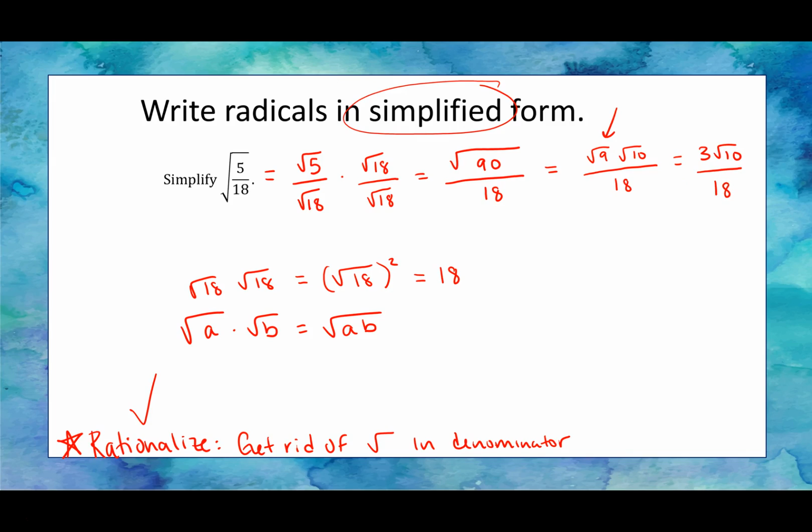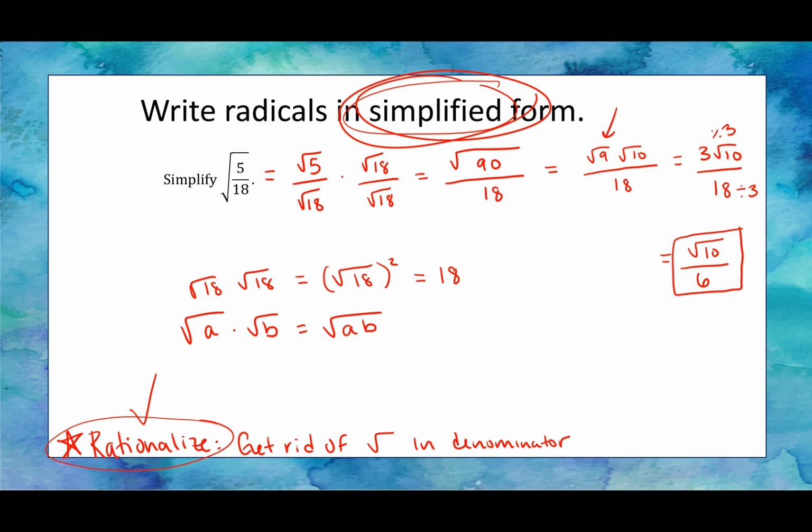And you might say, are we done? I'll say, well, really close, because we can still simplify by doing divide by 3 here, divide by 3 here, and that's going to give me simply a root 10, or you can think of it as a 1 root 10 over 6. And now we have done two things. We have both simplified it and we have rationalized it, meaning that there's no square root in the denominator.